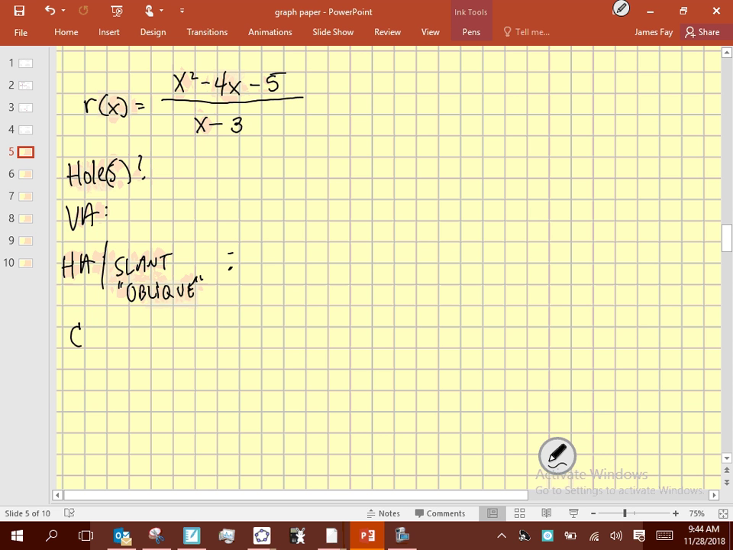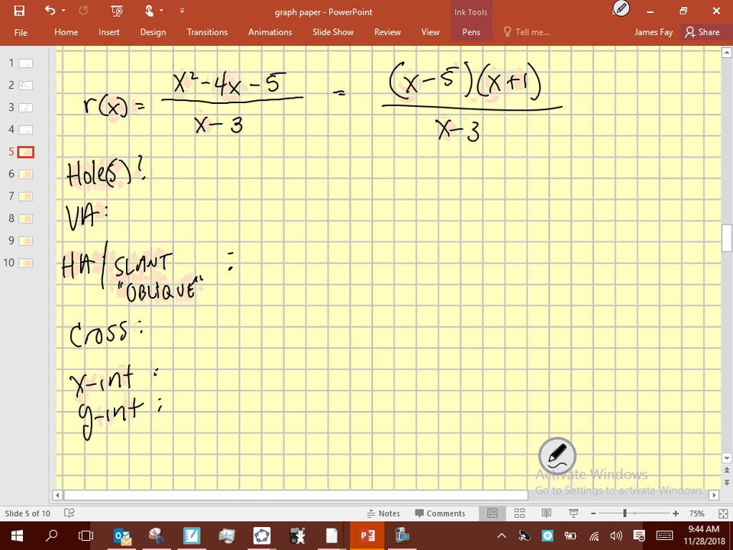But we're still going to ask whether we cross. We're still going to look for x-intercepts and y-intercepts. And we should be able to find all those things pretty easily. Okay? But back to the top is x minus 5, x plus 1, right? Bottom is x minus 3. Do I have any holes? No holes. Okay? Vertical asymptote. Do I have any of those? x equals 3.